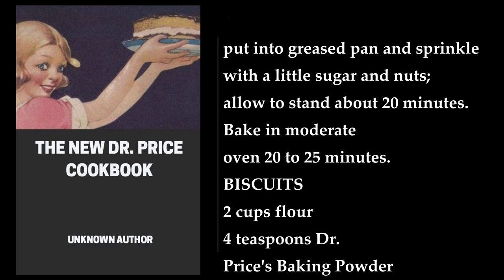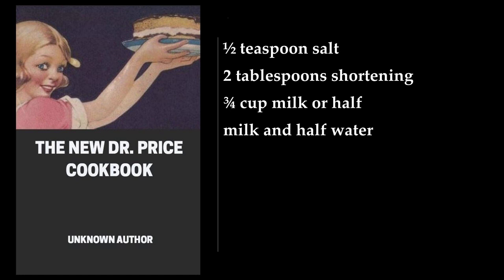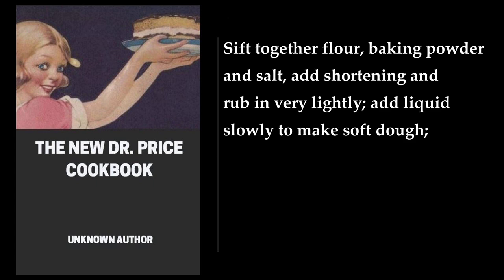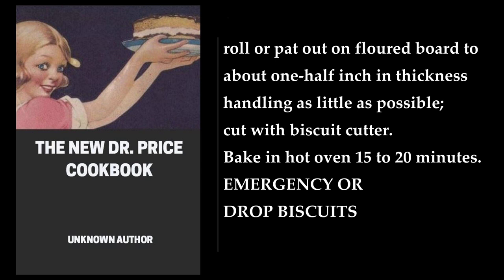Biscuits. 2 cups flour, 4 teaspoons Drive Prices baking powder, 1/2 teaspoon salt, 2 tablespoons shortening, 3/4 cup milk or half milk and half water. Sift together flour, baking powder and salt, add shortening and rub in very lightly, add liquid slowly to make soft dough. Roll or pat out on floured board to about 1/2 inch in thickness, handling as little as possible, cut with biscuit cutter. Bake in hot oven 15 to 20 minutes.